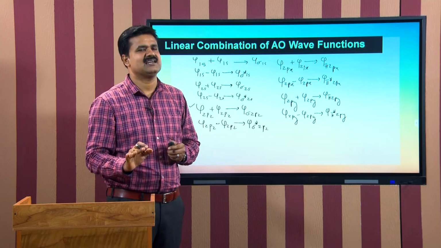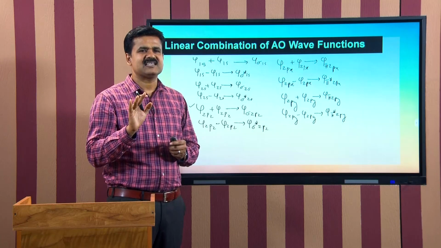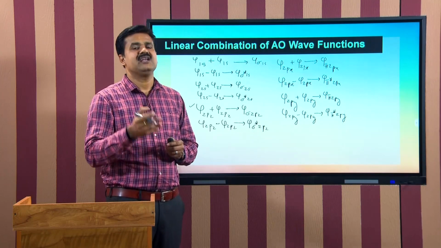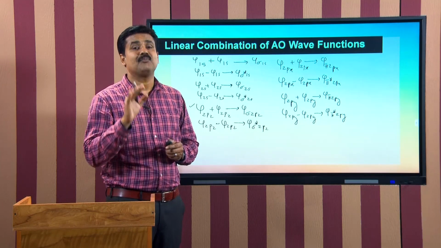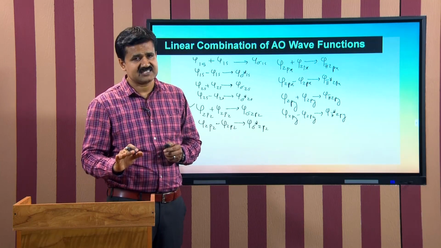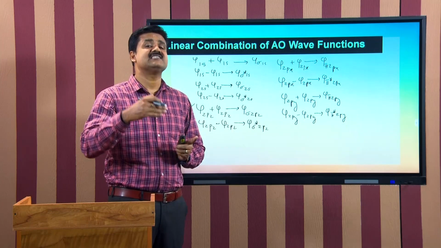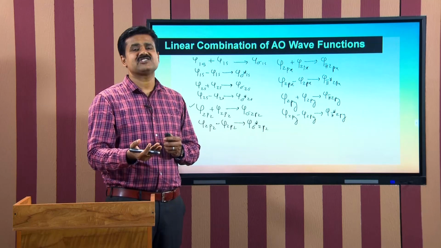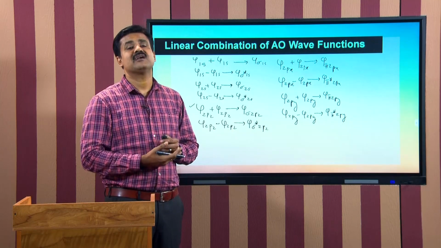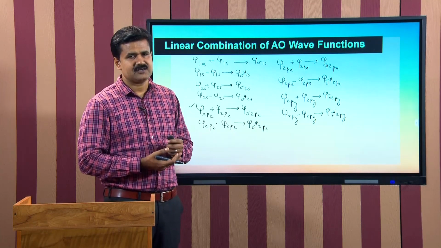Thus, it is clear that the molecular orbital theory gives emphasis to linear combination of atomic orbital wave functions to get molecular orbital wave functions. Addition combination leads to bonding molecular orbital wave function. Subtraction combination leads to antibonding molecular orbital wave function.